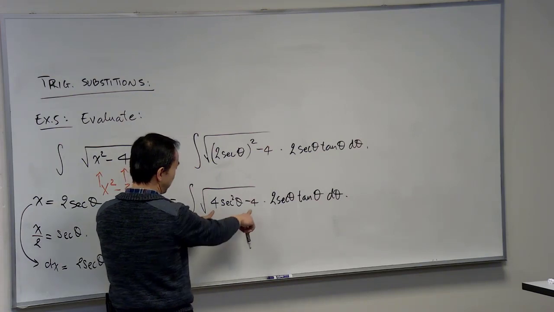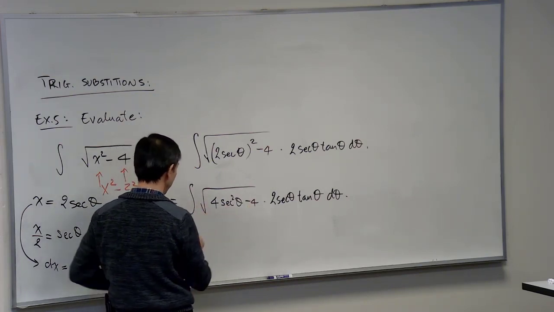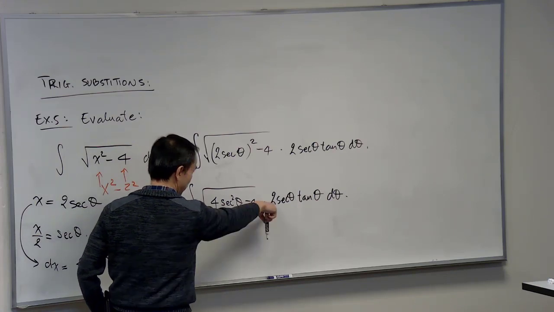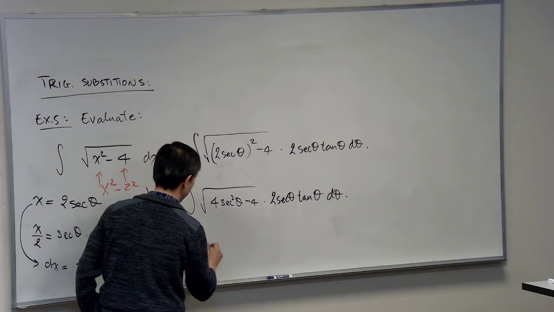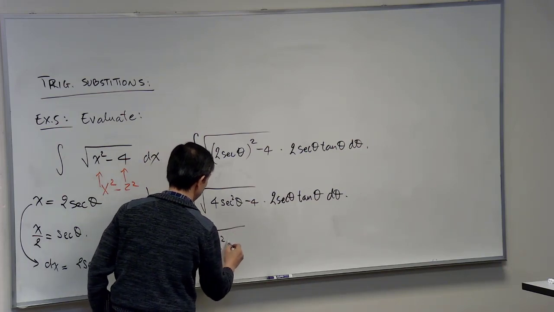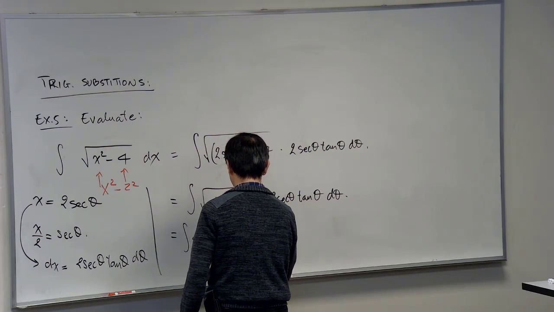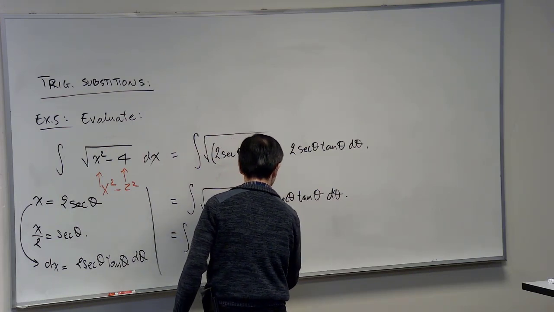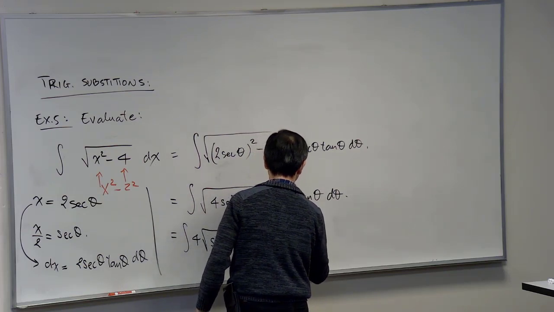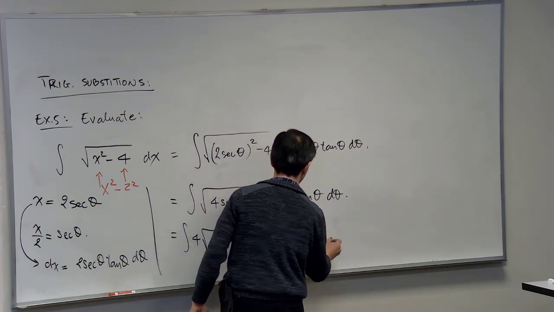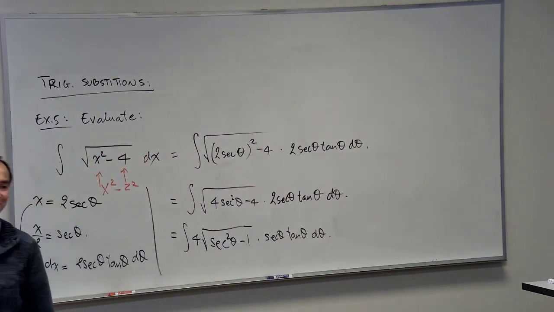Then you can factor out that 4 here, and bringing it outside the square root, it becomes a 2. So together with the other 2 right there, all together it makes 4, right? And then now I have a secant square theta minus 1 right there, times secant theta times tangent theta d theta. We're good with that still.